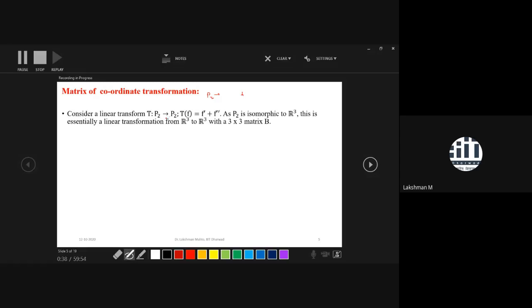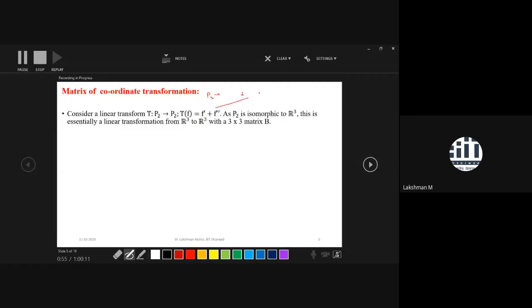So P2 I had already discussed, and the transformation we define like this way: P of f equal to f dash plus f double dash. Dash represents derivative. With respect to derivative, we had already defined the transformation, and we had already come across that derivative is always a linear transformation.